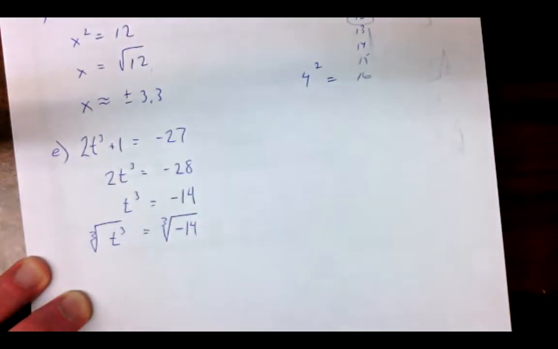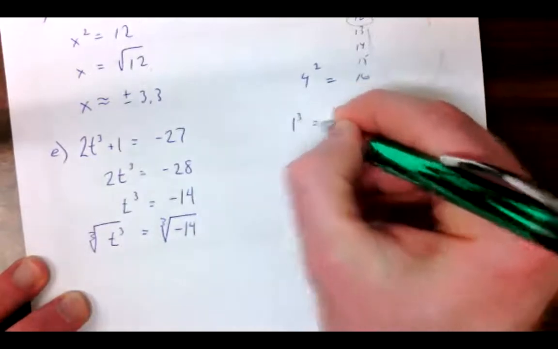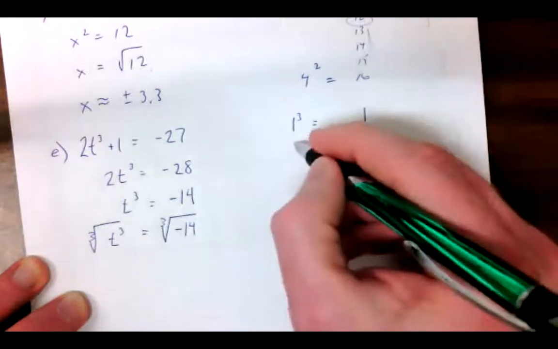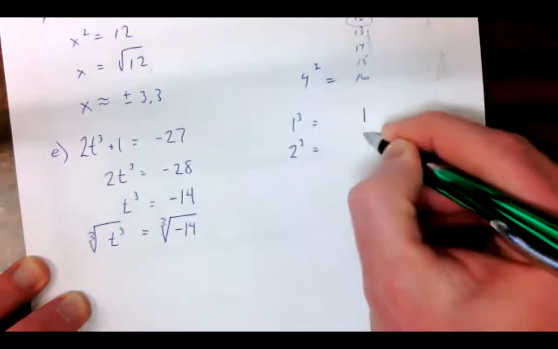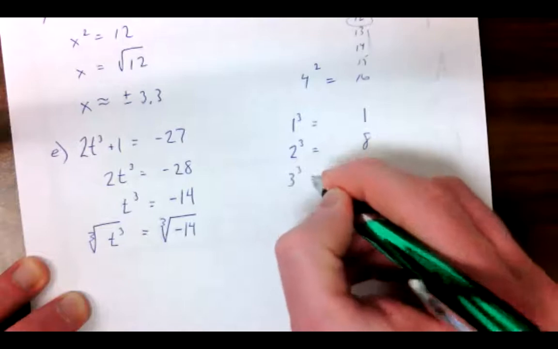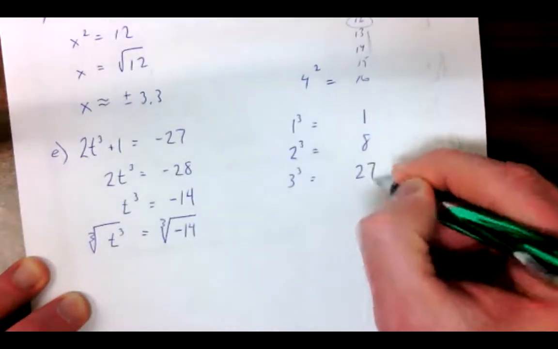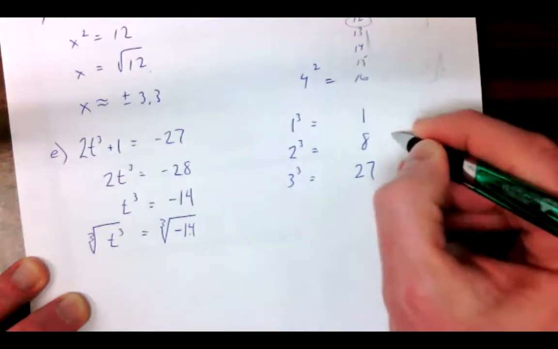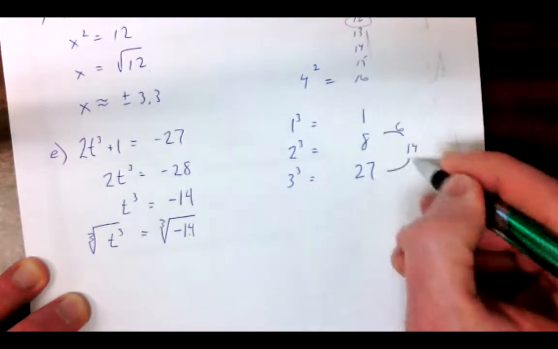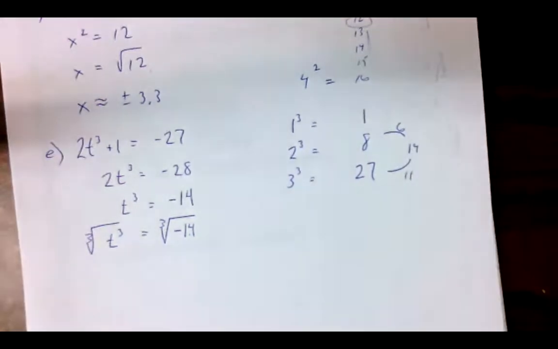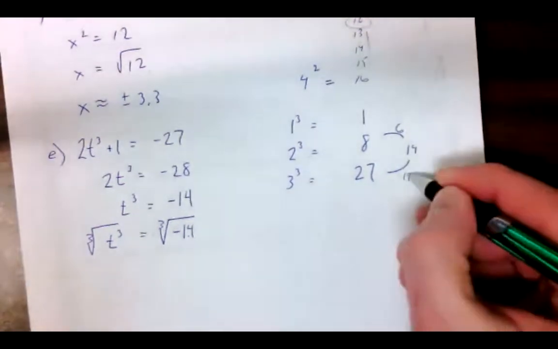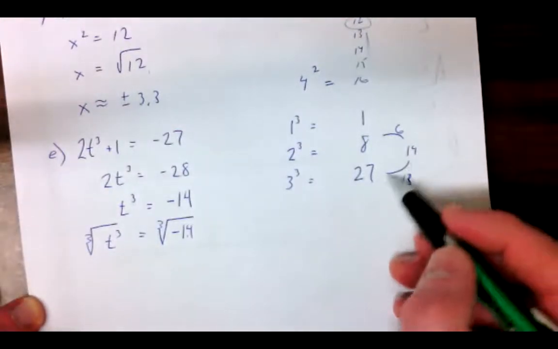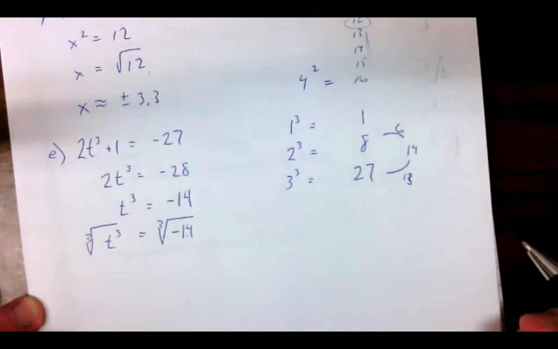So now with cubes, 1 cubed is 1. I don't know why I do them so far away. 2 cubed equals 8. 3 cubed equals 27. So you can see 14 is in between these two, right? 14 is 6 away from 8 and 13 away from 27. So it's kind of like a third of the distance from 8 and 2/3 from 27.